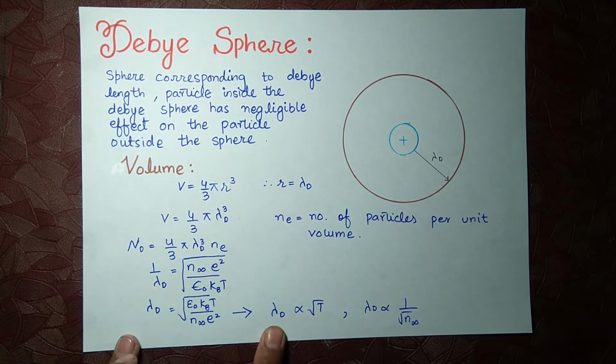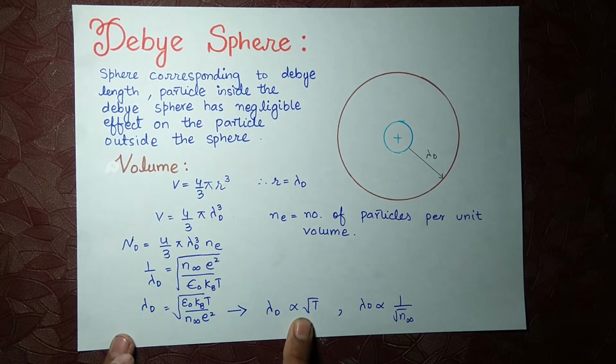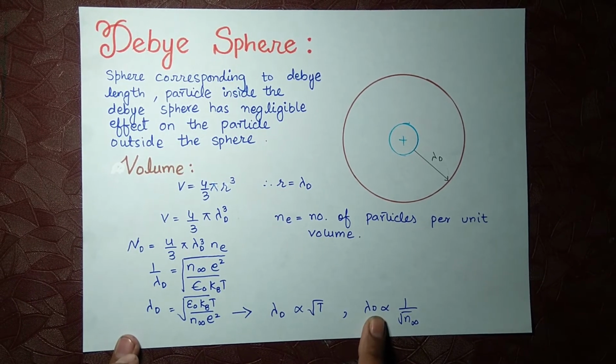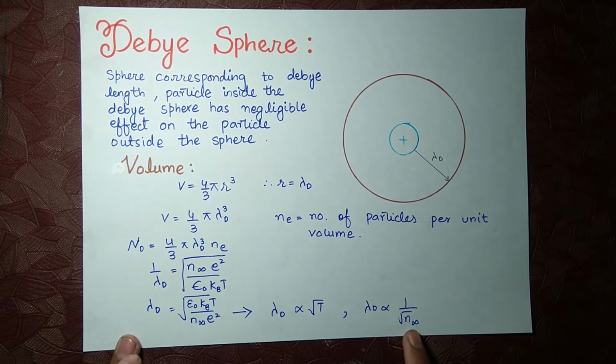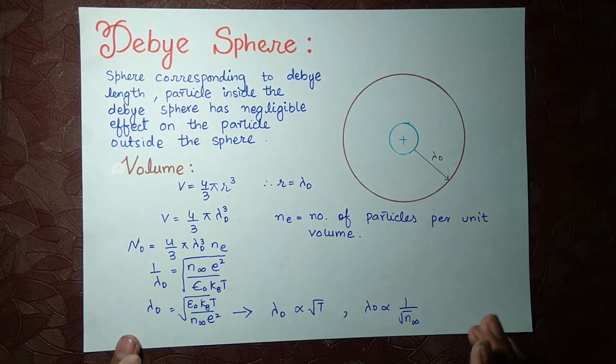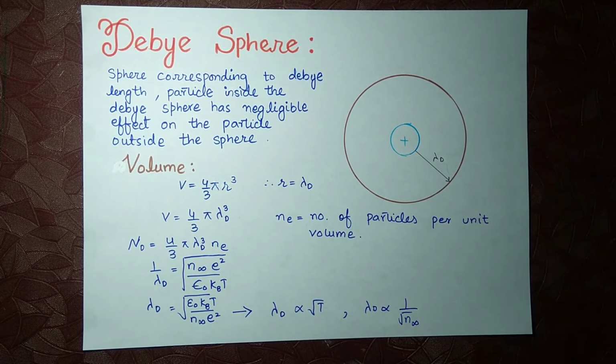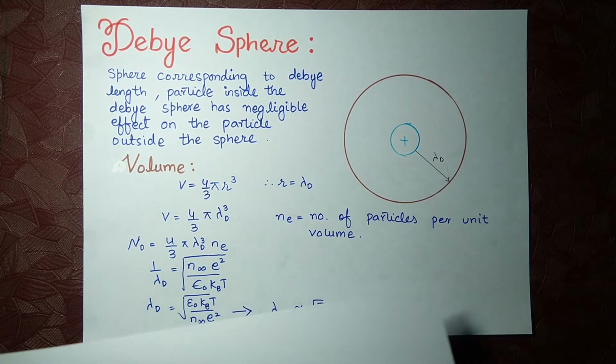From this we can conclude that lambda_D is directly proportional to the square root of T, and lambda_D is inversely proportional to the square root of n infinity. So this was a term, but we had to understand what the Debye sphere is. It was quite simple. So let's move on toward the Debye potential.